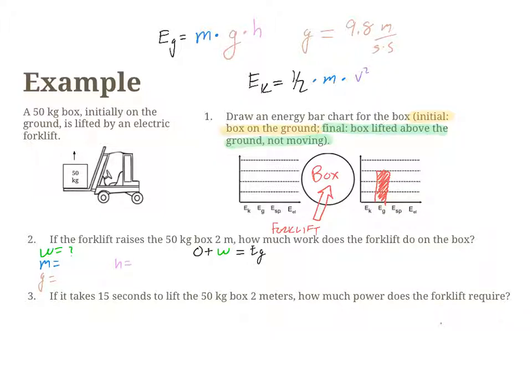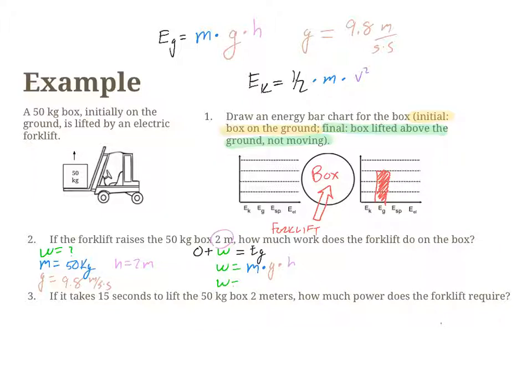So I know from the problem that the height is 2 meters. I know that the mass is 50 kilograms, and we determined that the gravity is 9.8 meters per second squared. So when I go to fill this formula out, it's really going to be work is equal to mass times gravity times height.